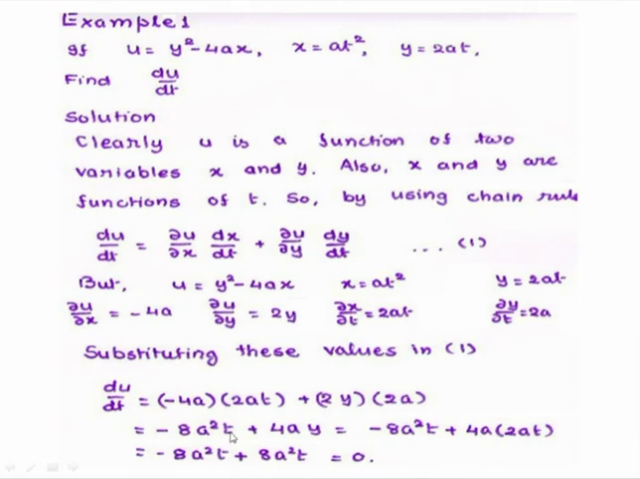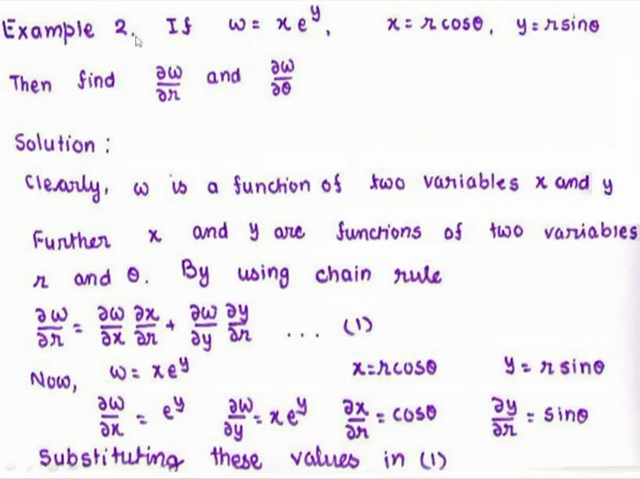Now we take another example for a composite function. Example 2. If w is equal to x into e raised to y, x is equal to r cos theta, y is equal to r sin theta, then find del w by del r and del w by del theta. Clearly w is a function of two variables x and y. If we substitute x and y in terms of r and theta, w will be a composite function of r and theta. So we can prepare the formula for del w by del r and del w by del theta.